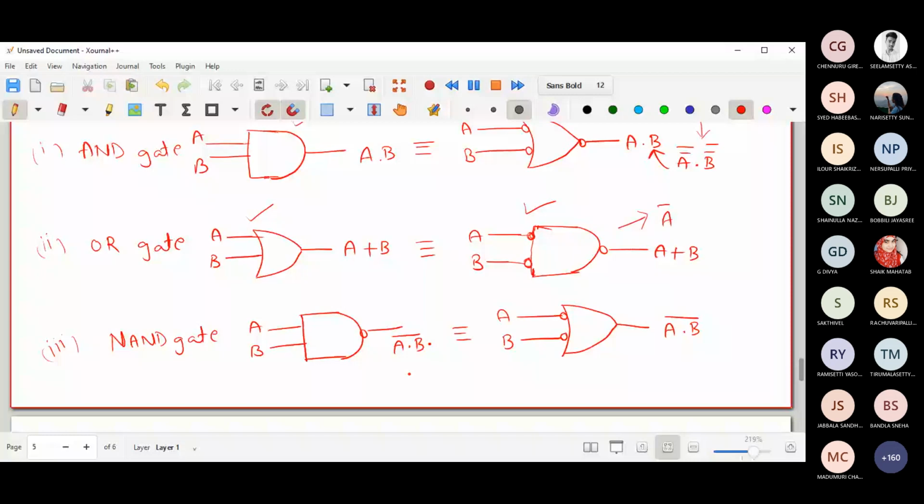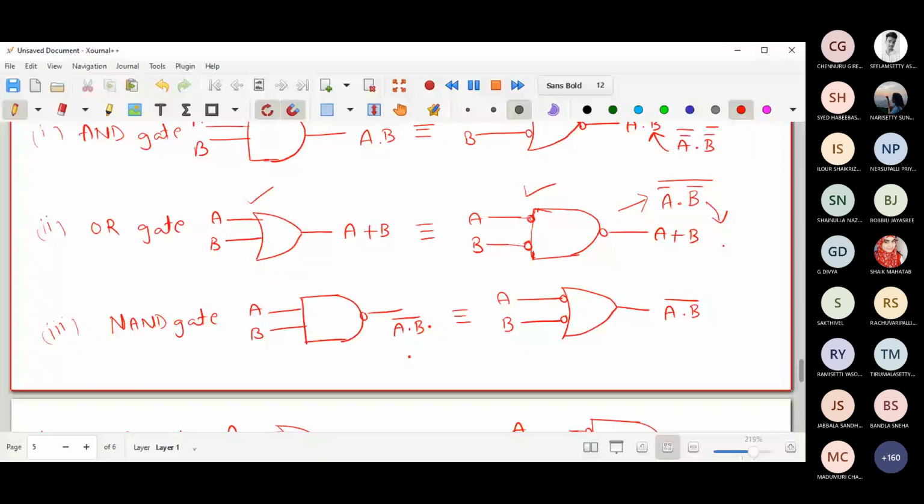Here an AND gate is there, dot, and for B also a bubble is there, so B bar. Again at the output of that gate also a bubble is there, so whole bar. Here also we can apply De Morgan's theorem. If you apply it, what will you have? A double bar plus B double bar, that is A plus B itself. That is the OR gate function.